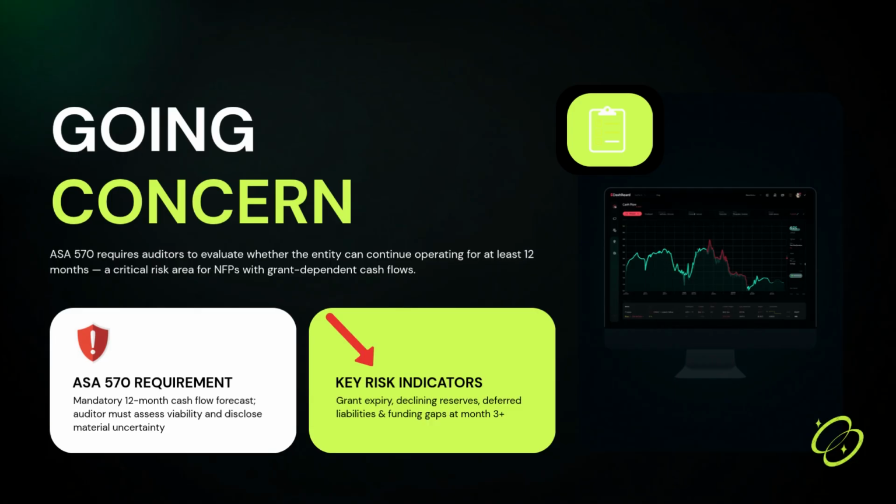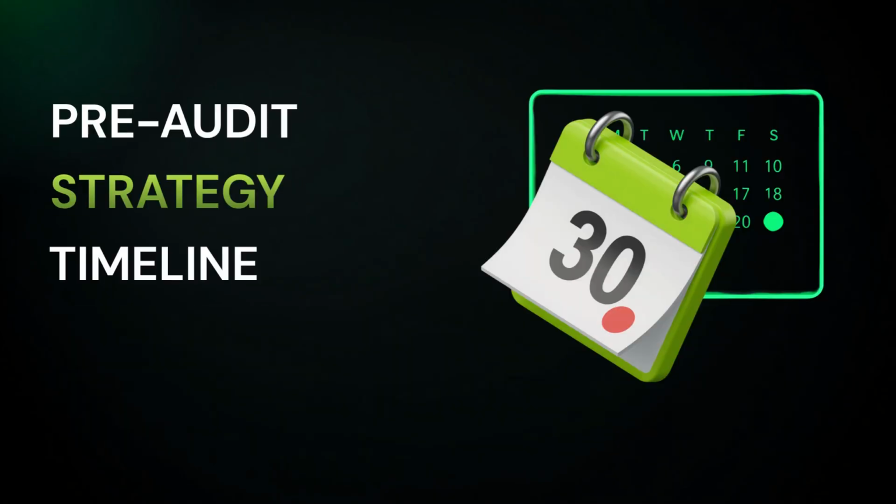ASA 570, Going Concern. If 80% of your funding comes from a single government contract expiring in 3 months, the auditor must assess if you are a going concern. You need to provide cash flow forecasts extending at least 12 months past the audit report date. To guarantee a clean, efficient audit, you need to transition from reactive bookkeeping to proactive audit management.